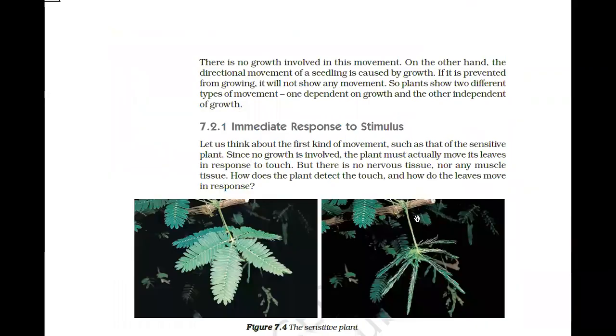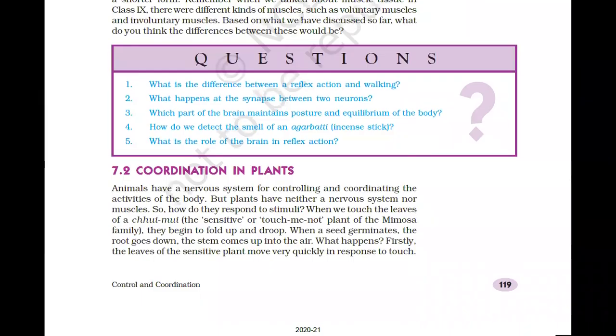Coordination in plants. Animals have a nervous system for controlling and coordinating the activities of the body, but plants have neither a nervous system nor muscles. So how do they respond to stimuli? When we touch the leaves of a chui-mui, the sensitive or touch-me-not plant of the mimosa family, they begin to fold up and droop. When a seed germinates, the root goes down, the stem comes up into the air.